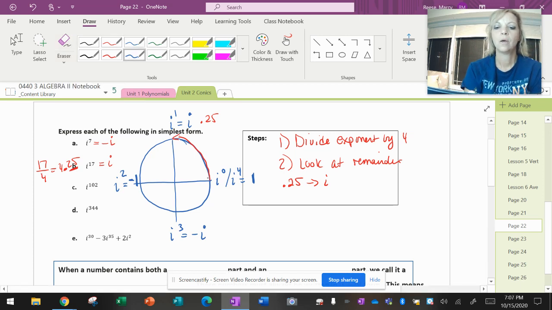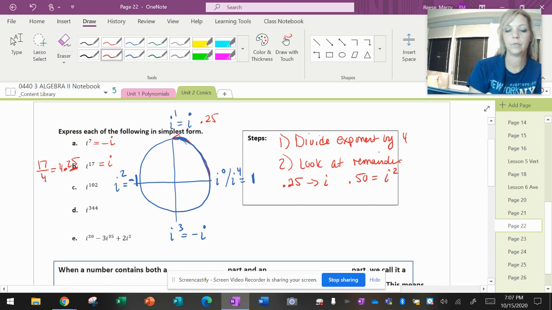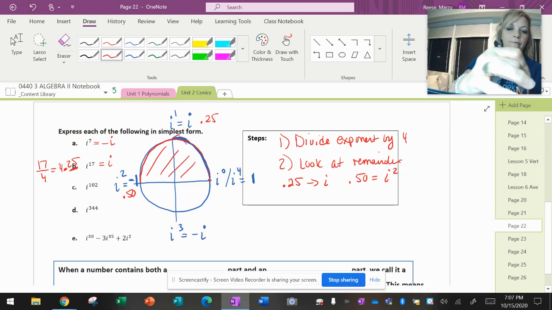Anyway, okay, so there's a quarter of the pie. If I get half of the pie, that's going to take me to i squared, right? So it'll take me to 0.5. Because again, I start here and I go around, that's half of the pie, right? So it's 0.5. Let me get rid of this now.